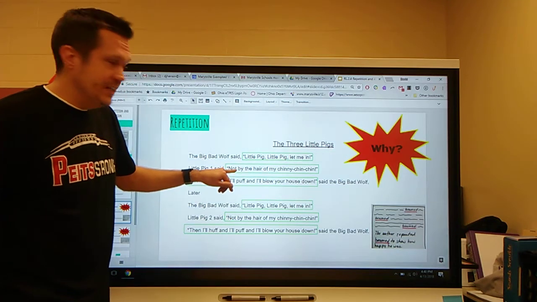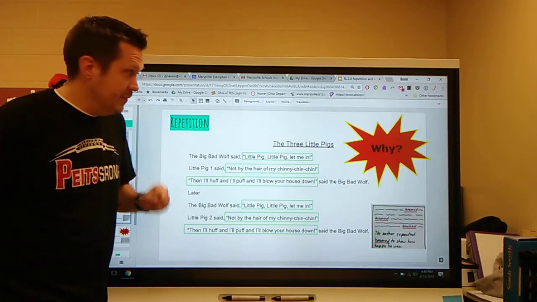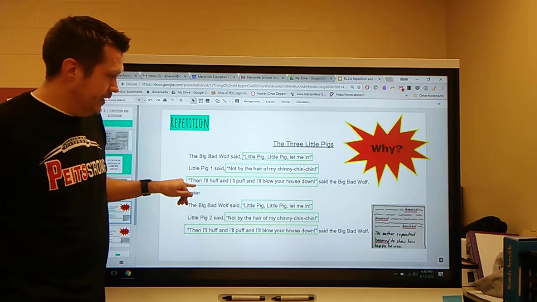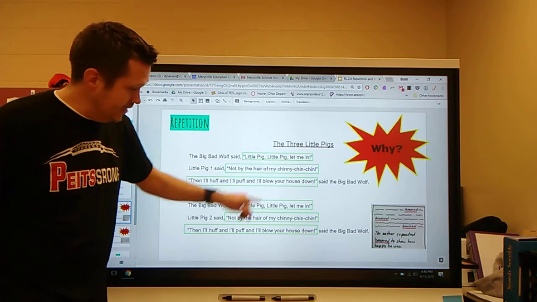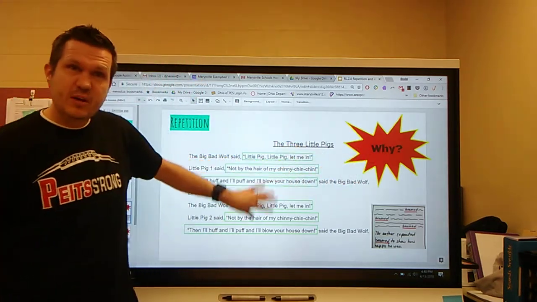And then he repeats this, not by the hair of my chinny chin chin. He repeats that again here. That means something important with that sentence. And then he repeats this, I'll huff and I'll puff and I'll blow your house down. He repeats it again. Why does the author repeat that? Why does he use repetition here?